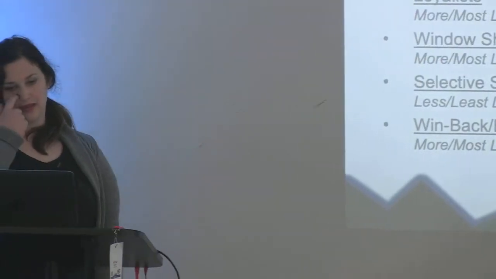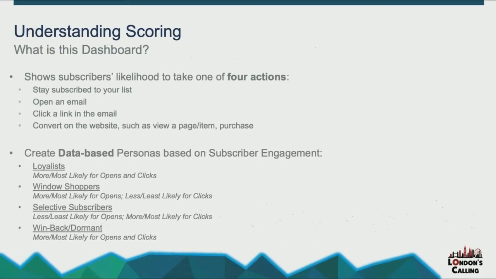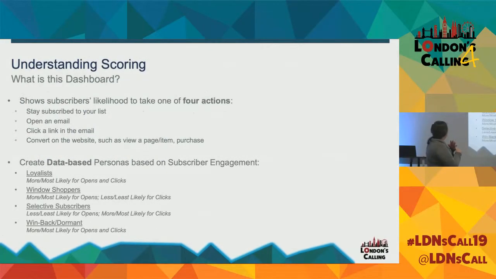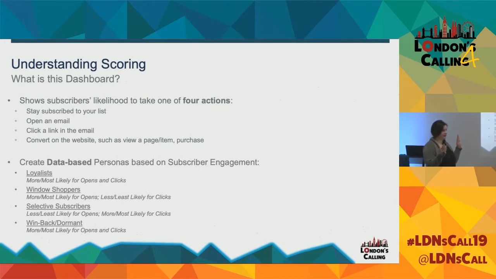All right? So let's talk about those 4 different audiences that Einstein Engagement Scoring puts it into. Again, the 4 actions that we talked about, the different dashlets, are who's going to unsubscribe, who's going to open an email, who's going to click an email, and who's going to convert on the website. And then within that, you also get 4 audience types. So you get 4 actions and 4 audience types.